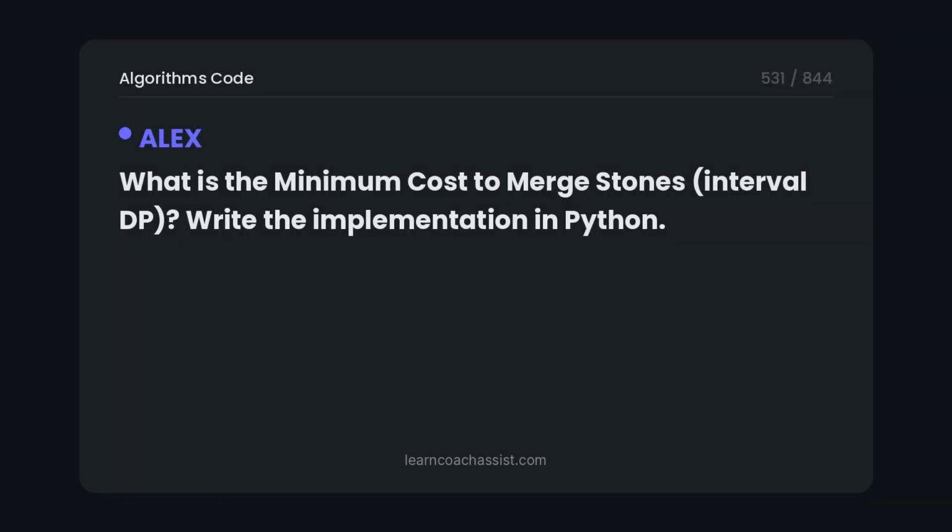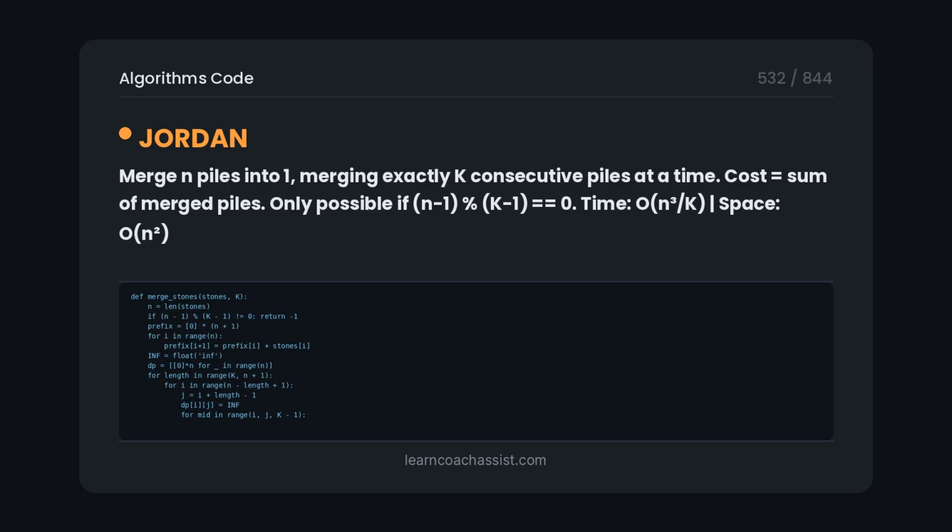What is the minimum cost to merge stones, interval DP? Write the implementation in Python. Merge n piles into one, merging exactly k consecutive piles at a time. Cost equals the sum of merged piles. Only possible if (n-1) % (k-1) equals 0. Time O(N^3 / k), space O(N^2).